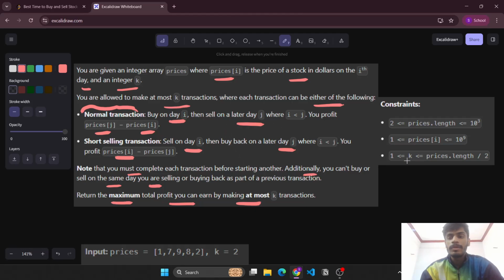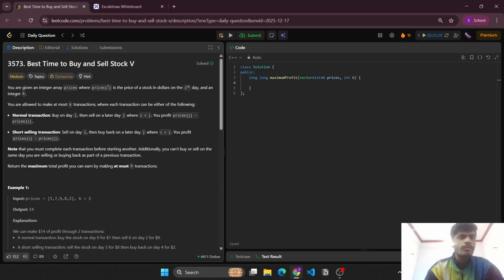And this k means at most n by 2 transactions we can make, because a single transaction will take a minimum of 2 days. So this k is less than or equal to prices.length by 2. Okay, so this is the fifth part of the problem.